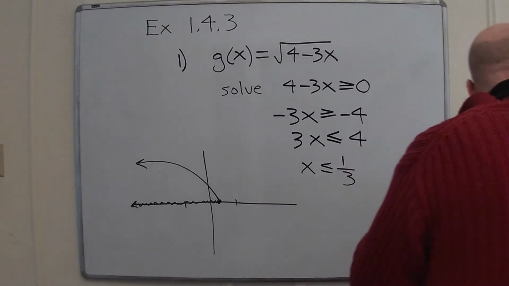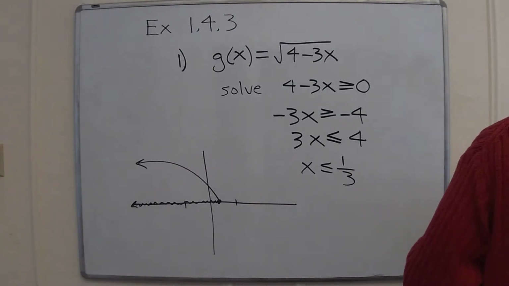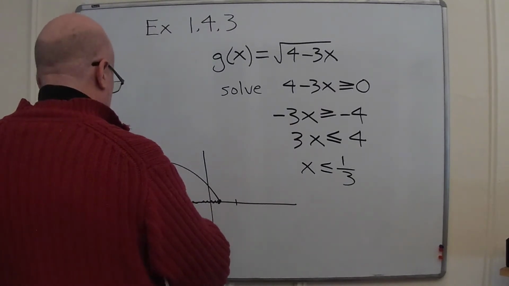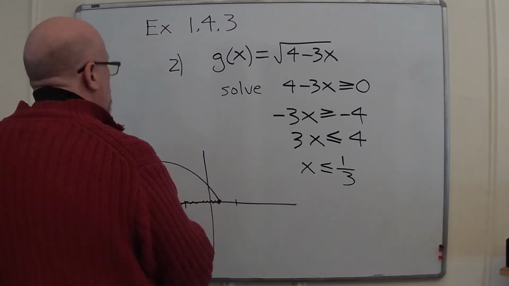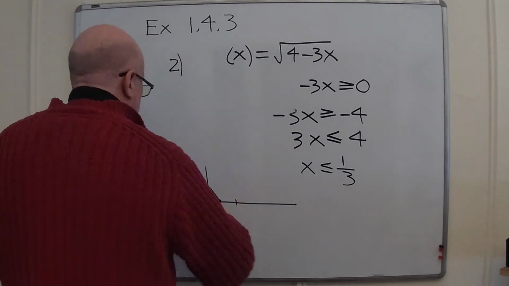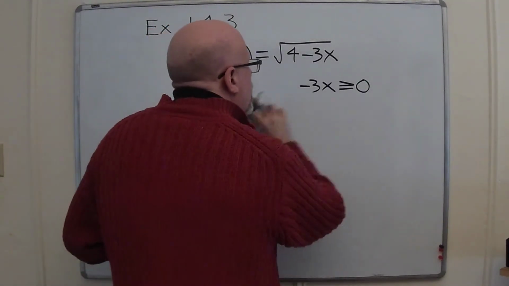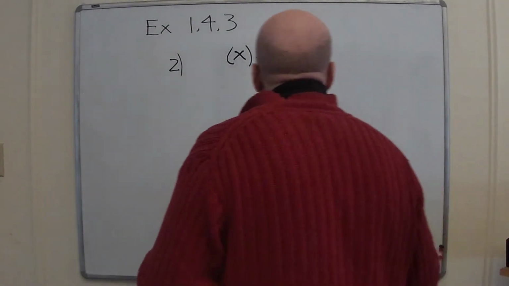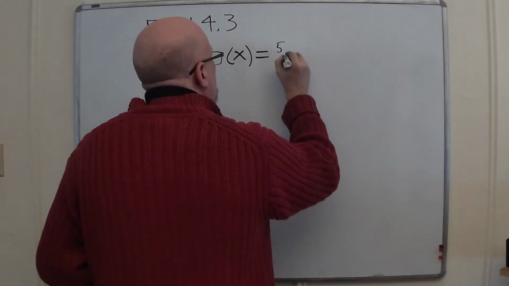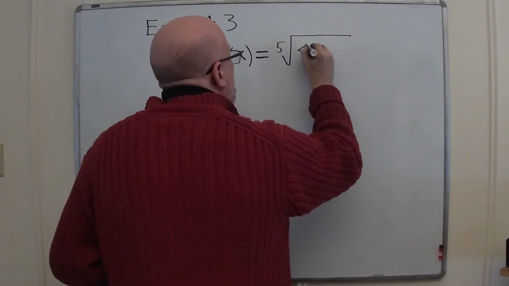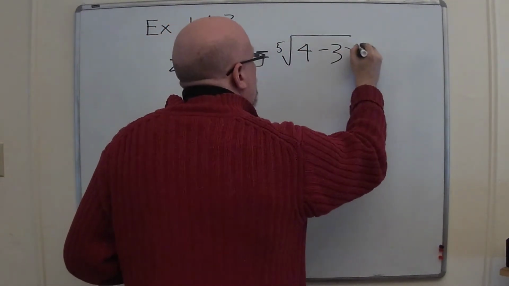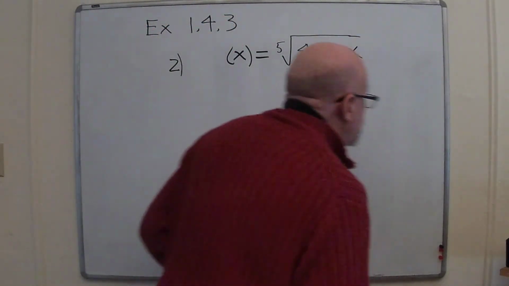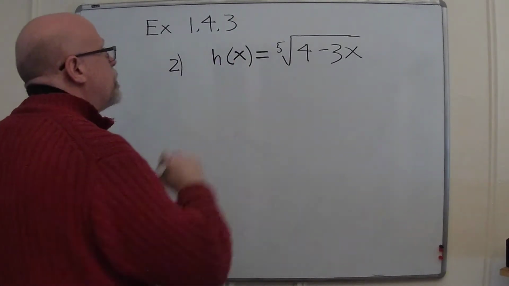So let's also look at number 2 in this example 1.4.3. The name of the function is different, and the formula for the function is different. It's a fifth root of 4 minus 3x. And I'm sorry, what was the function? H, I think is what they call it. H of x equals that.